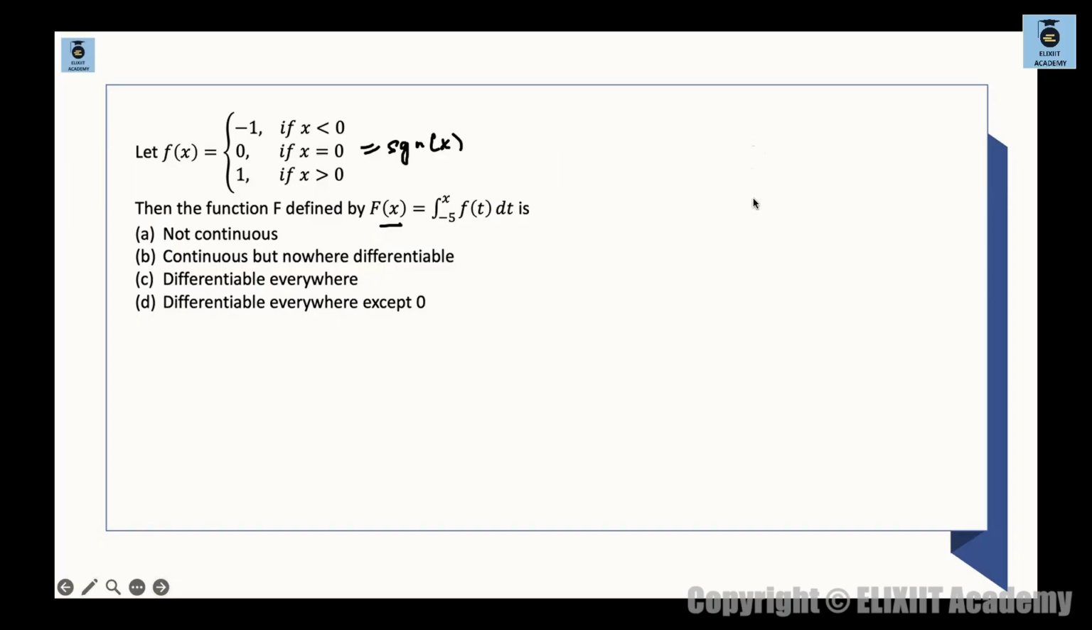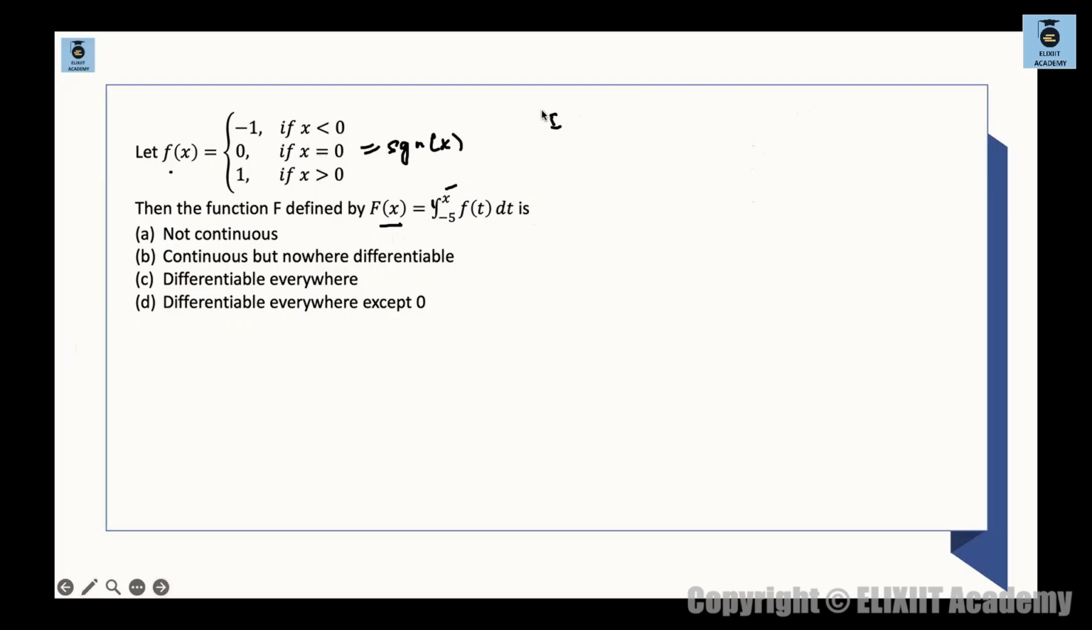So what we do first is we need to define this function F(x). With the help of this small f(x), we'll define this capital F(x) function. Now here, x is stuck inside this integral. So this x can be anything. This x can be less than 0, equal to 0 or greater than 0. So what we can do, we can make the cases and then we can solve.